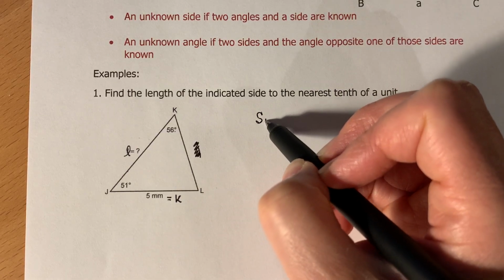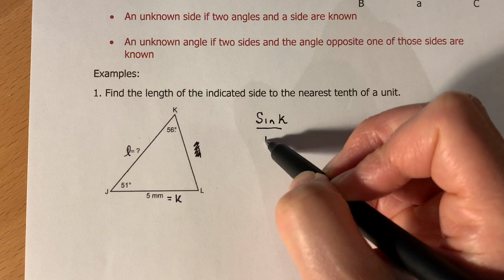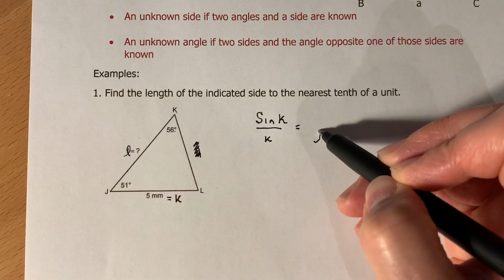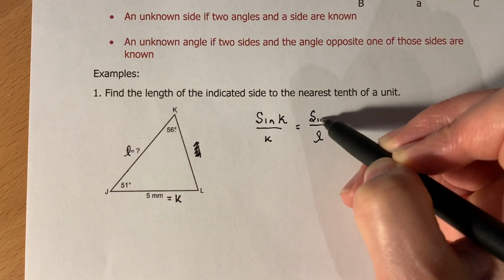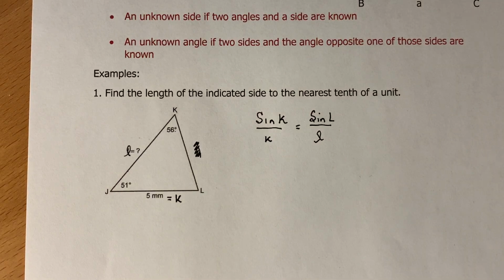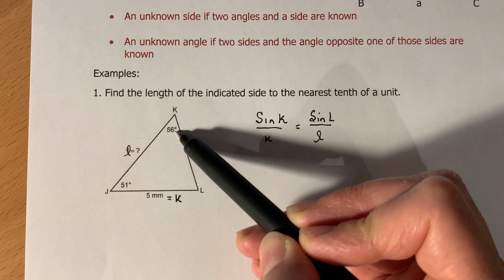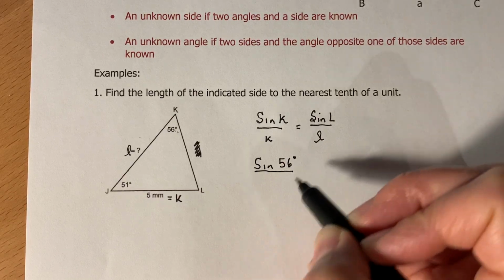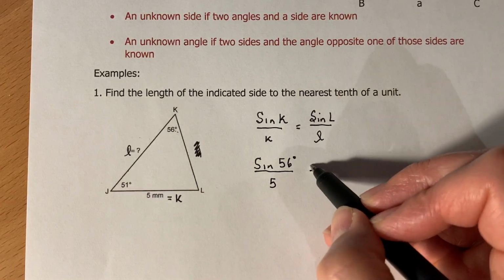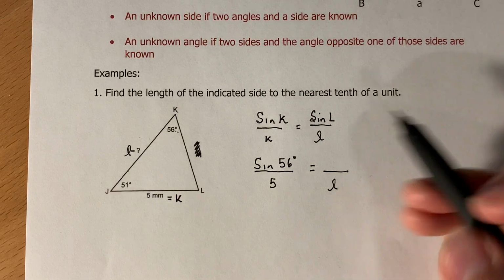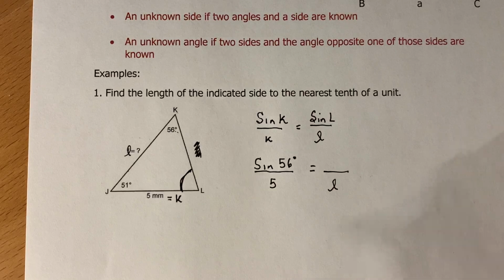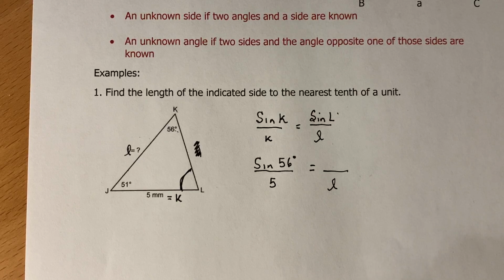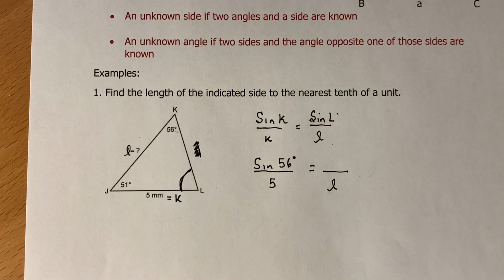So I'm going to do sine of K over its corresponding side equals, because I'm looking for side L, it needs to be in my proportion. So I need sine of L. Okay, so I know angle K is 56, so I do sine of 56 degrees over its side length, which is 5, equals. I am looking for side L, but I notice here I don't have angle L there. I can't have two unknowns in a proportion. I won't be able to solve it. Is there any way we can find angle L right now?